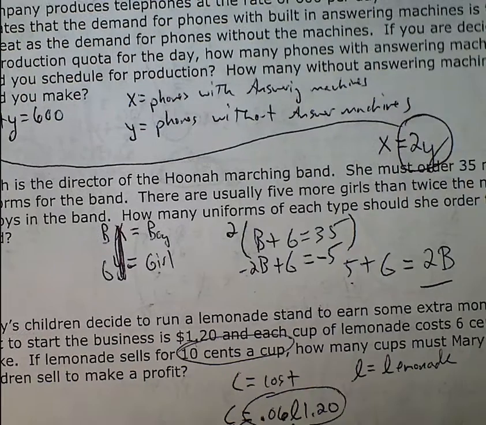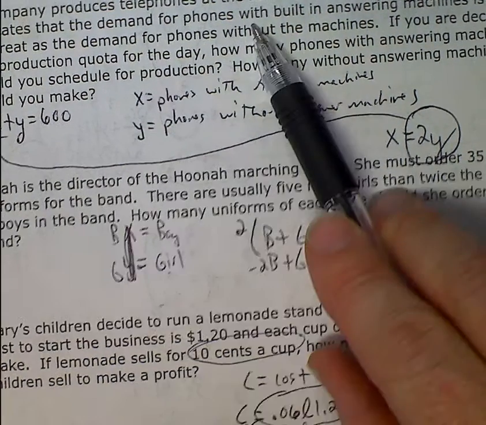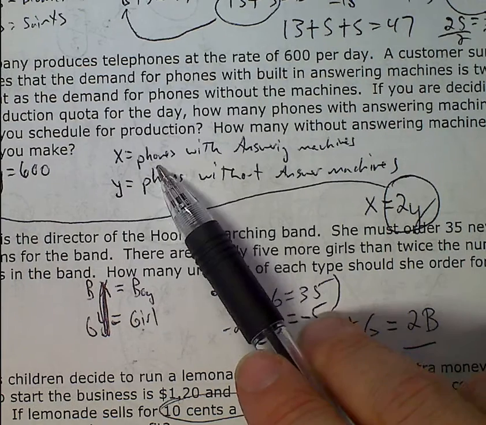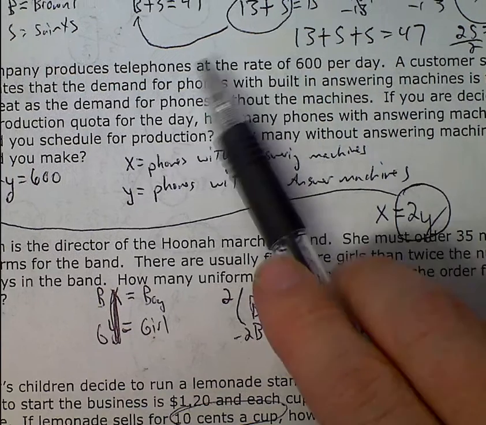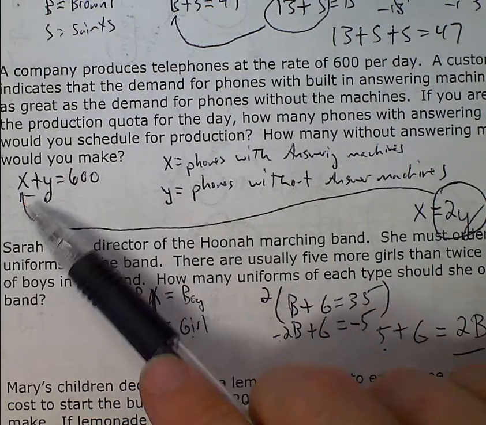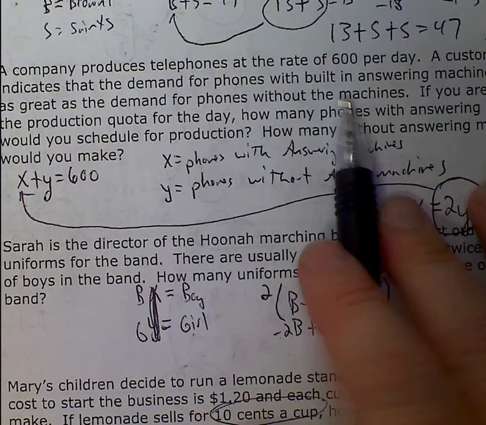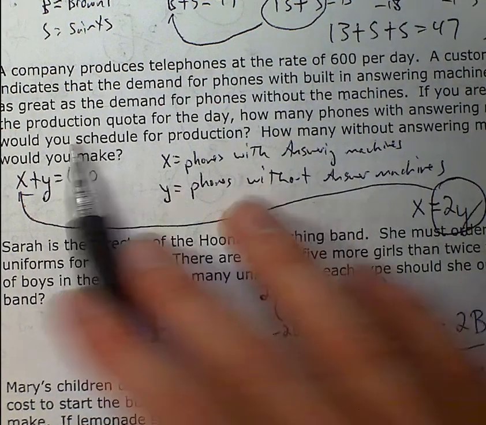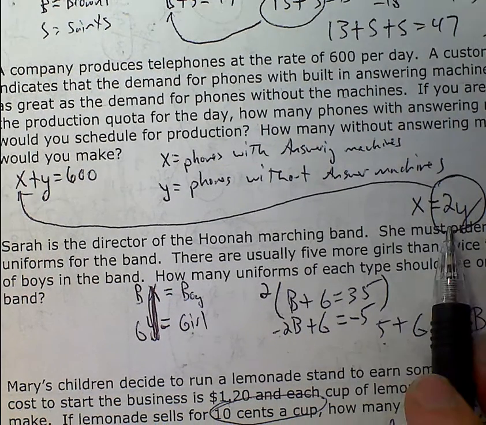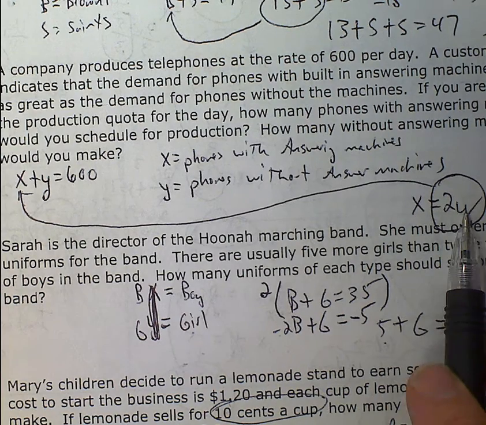Number 2, we talked about our different phone companies. X is our phones with answering machines, Y is without answering machines. They both add up to 600, so X plus Y equals 600. And then it says the demand for phones with built-in answering machines is twice as great as the demand for phones without. So phones with equals twice as many as without.